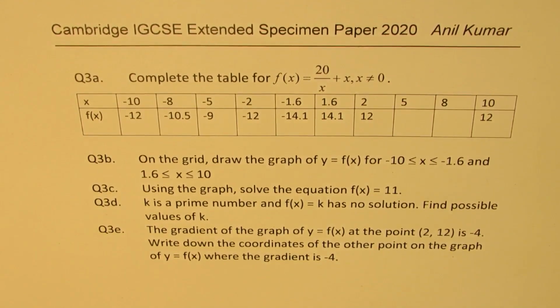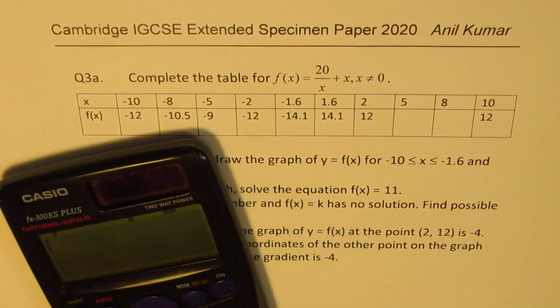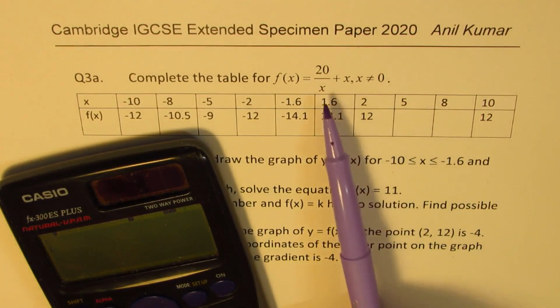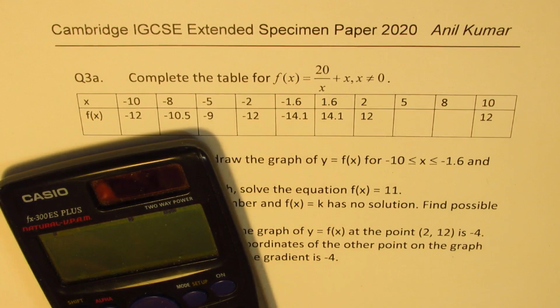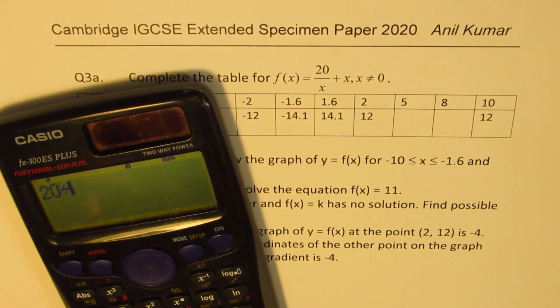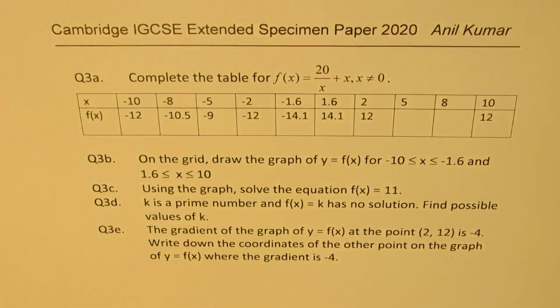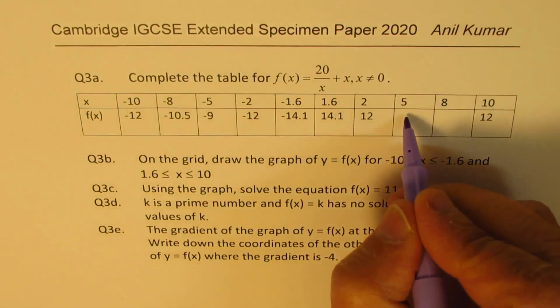Now, to calculate the values, very simple. We have to just fill in these two values. You can plug in 5 and calculate, which is 20 divided by 5 plus 5, and that is equal to 9, right? So we found this value to be 9.